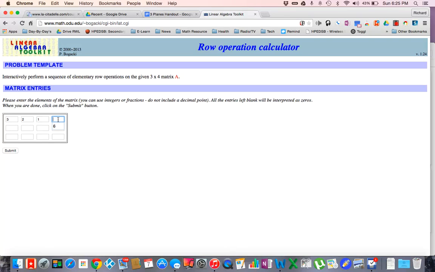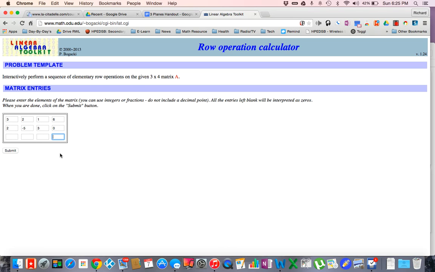So I'm going to put in a 6 there. Then my next, I'm going to do 2, negative 5, and 3. If the solutions are all 1, 1, and 1, that's going to be 0, because it's 2x minus 5y plus 3z equals 0. And then I'm not sure why that is highlighted in yellow. I'll put a 6 in there.